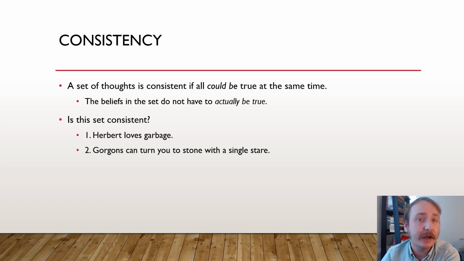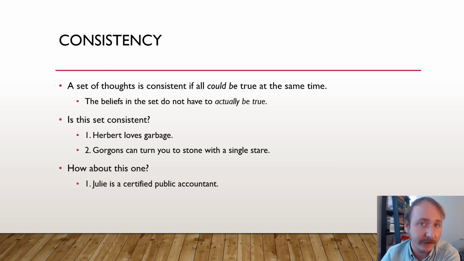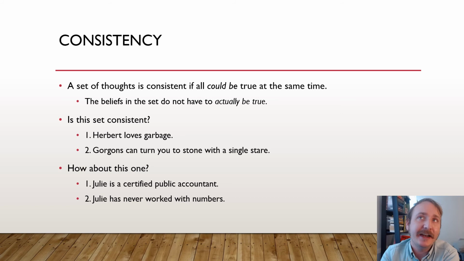As long as they don't contradict each other, they count as consistent, and they don't have to have anything to do with each other at all. So here's another example. Julie is a certified public accountant. Julie has never worked with numbers. Now, notice that the apparent fact that she has never worked with numbers seems to contradict the claim that she is a certified public accountant. You can't become a certified public accountant without at least working with numbers sometimes, right?